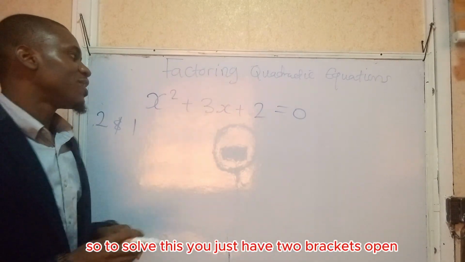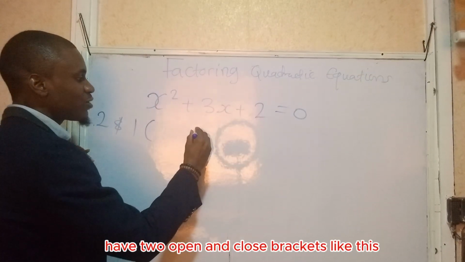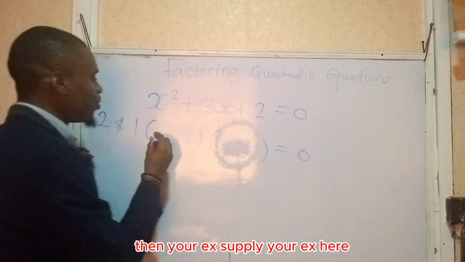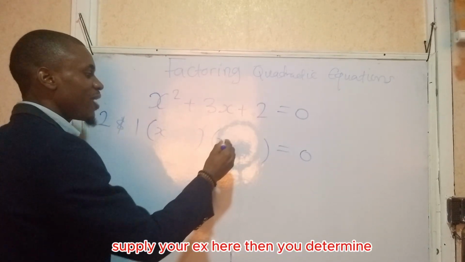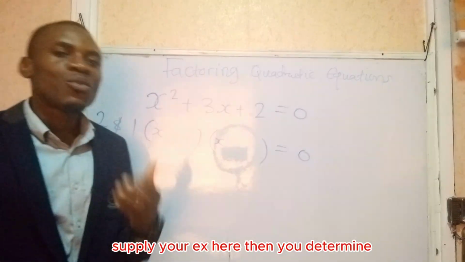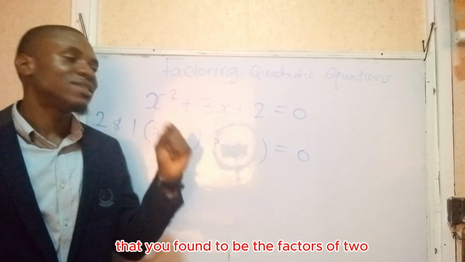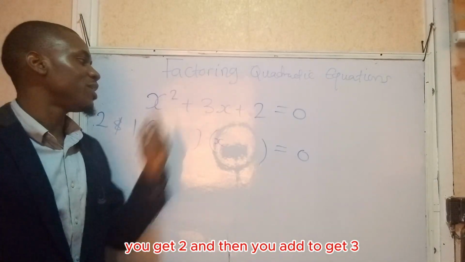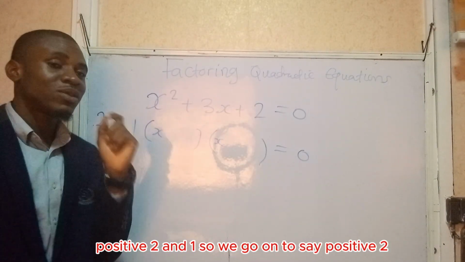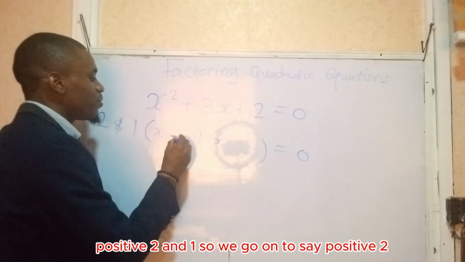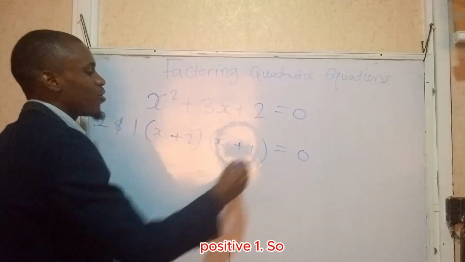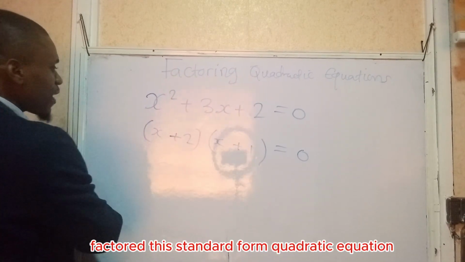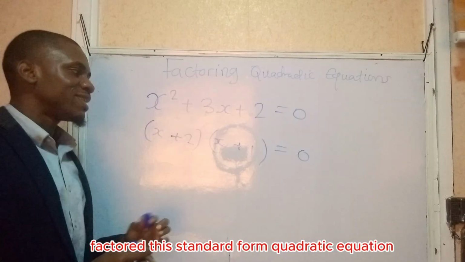To solve this, you just have two brackets, open and close brackets like this. Then supply your x here, and your x here. Then you determine the two numbers that you found to be the factors of 2, such that when you multiply them you get 2, and when you add them you get 3. We said those numbers are +2 and +1. So we go on to say +2, +1. So what we've done is we've essentially factored this standard form quadratic equation.